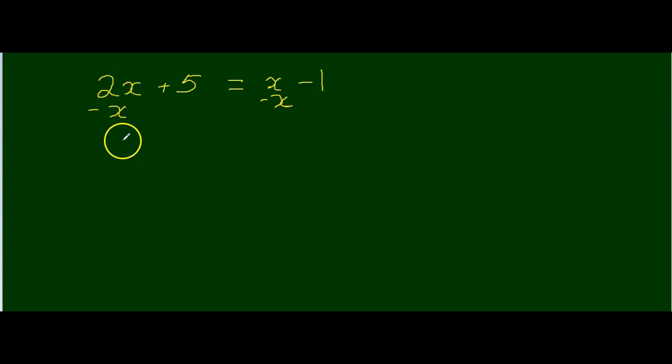So 2x minus x gives you x. Bring down our 5 in the same column. Our equals is on the same column. The x's cancel out and you're left with -1. You're going to subtract the 5 on both sides. Once again, keep it in the same column. The 5's cancel out, so you're left with x equals -6.